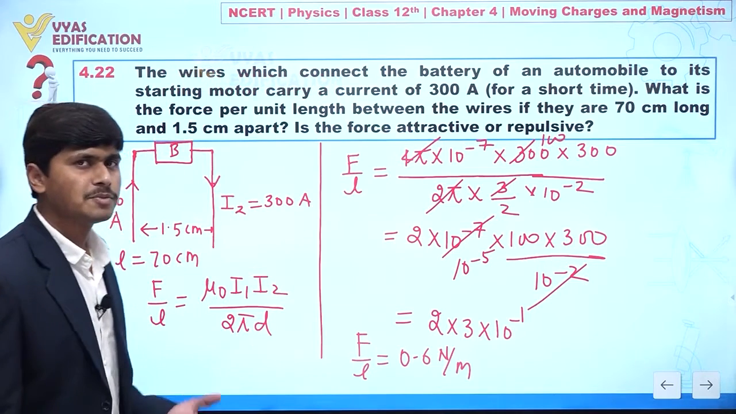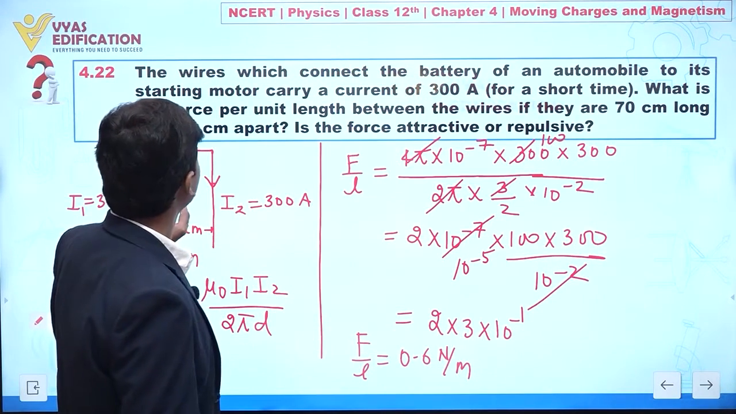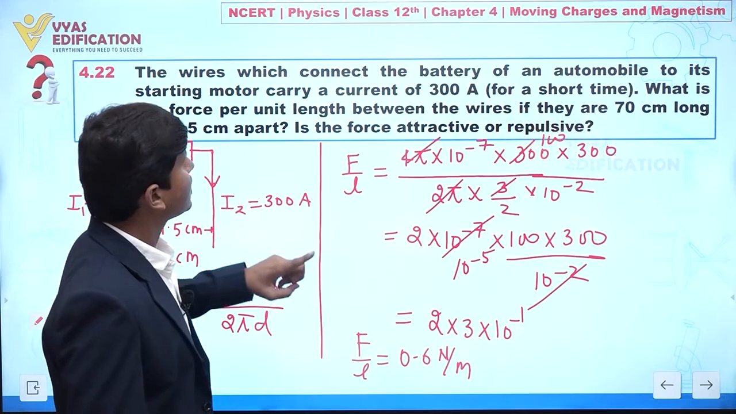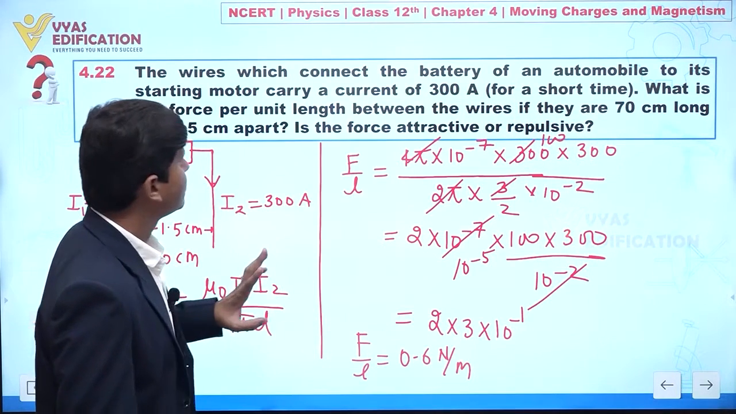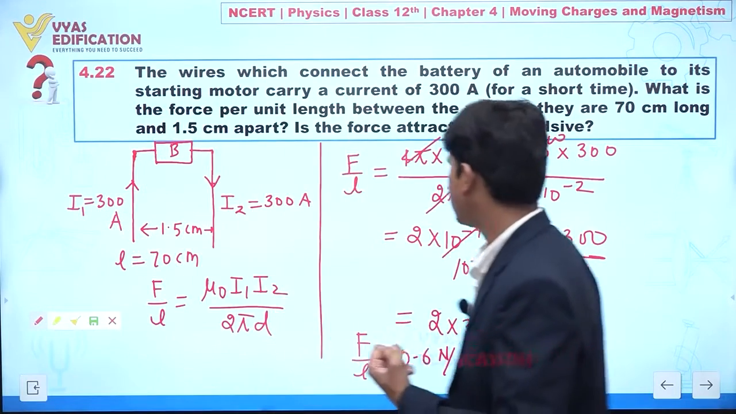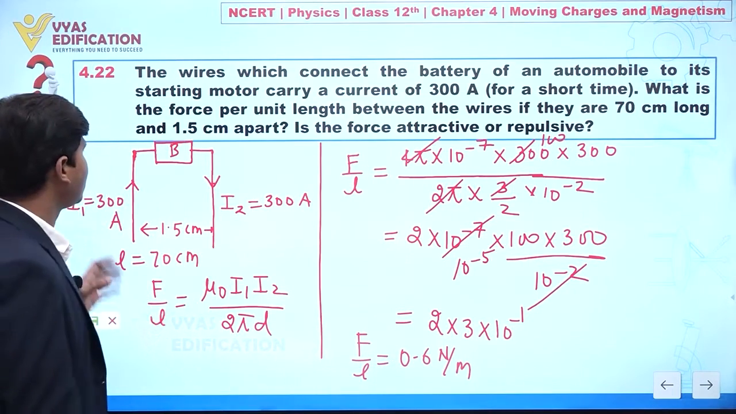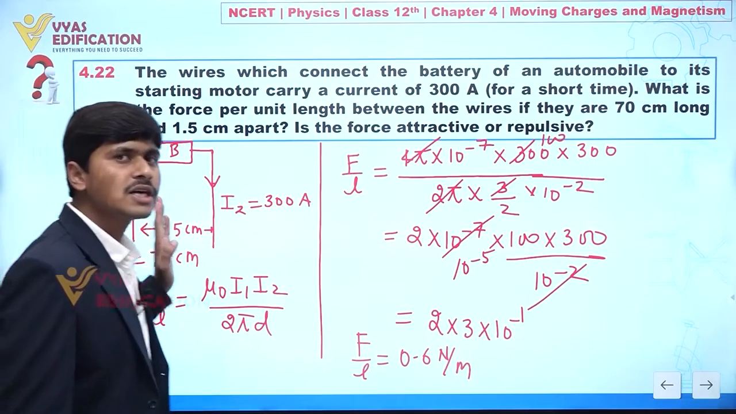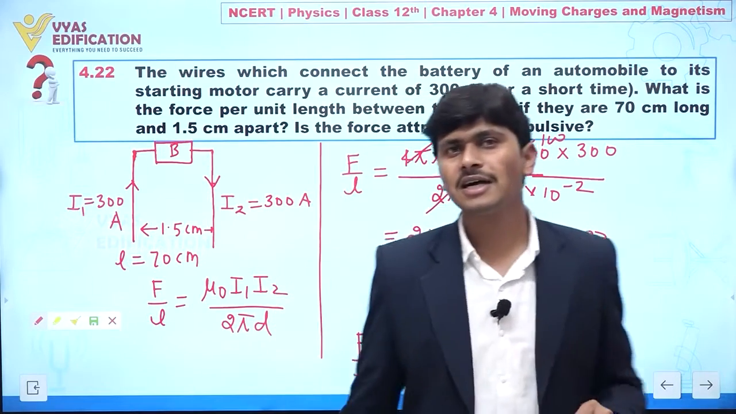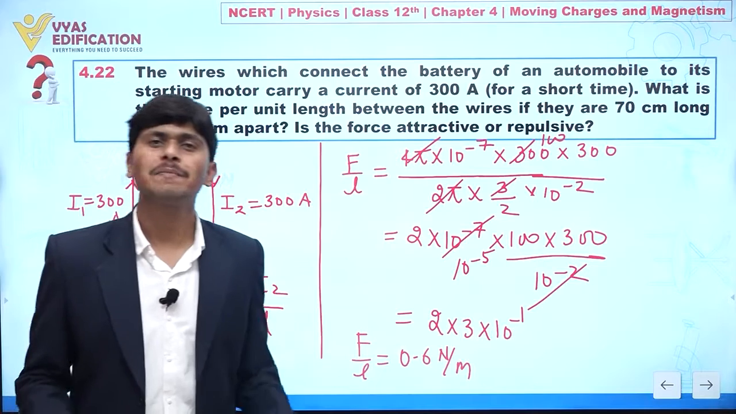But what is our objective in this question? Our objective is to calculate the force per unit length. Okay, this one, clear. So force per unit length here is 0.6 Newton per meter. Are these forces attractive or repulsive? Because the current flowing in both the wires is in opposite directions, they are definitely repulsive in nature.